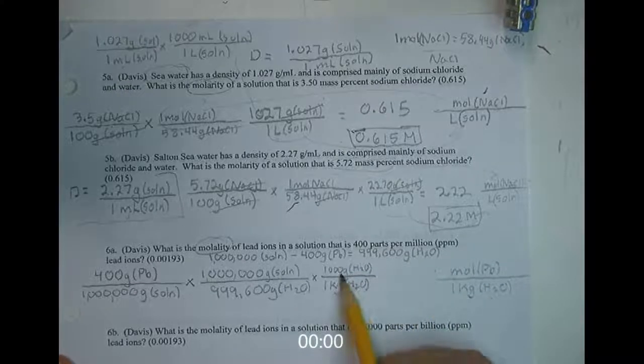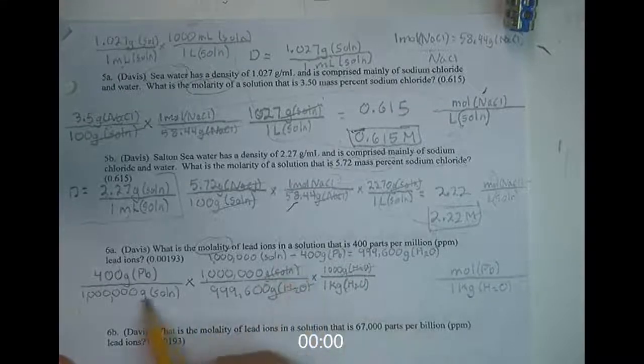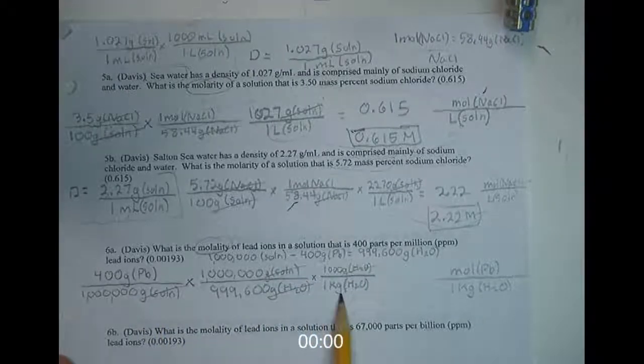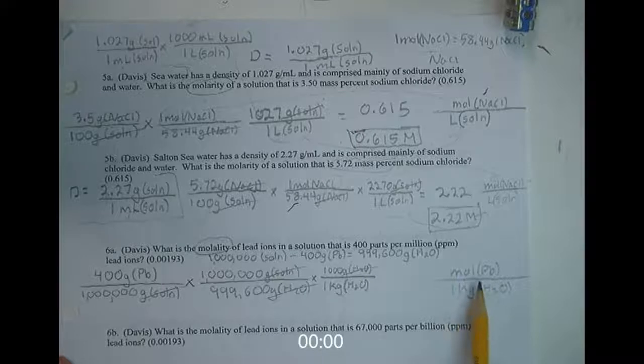Okay, so now grams H2O cancels with grams H2O, gram solution cancels with gram solution. We have kilograms of H2O on the bottom. The only thing left to do is we need to get from grams of Pb to moles of Pb.